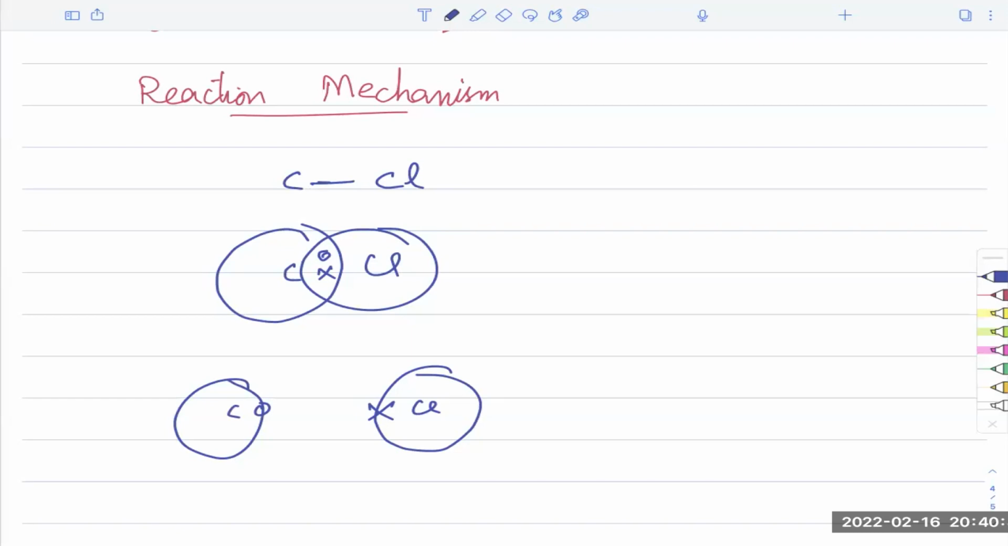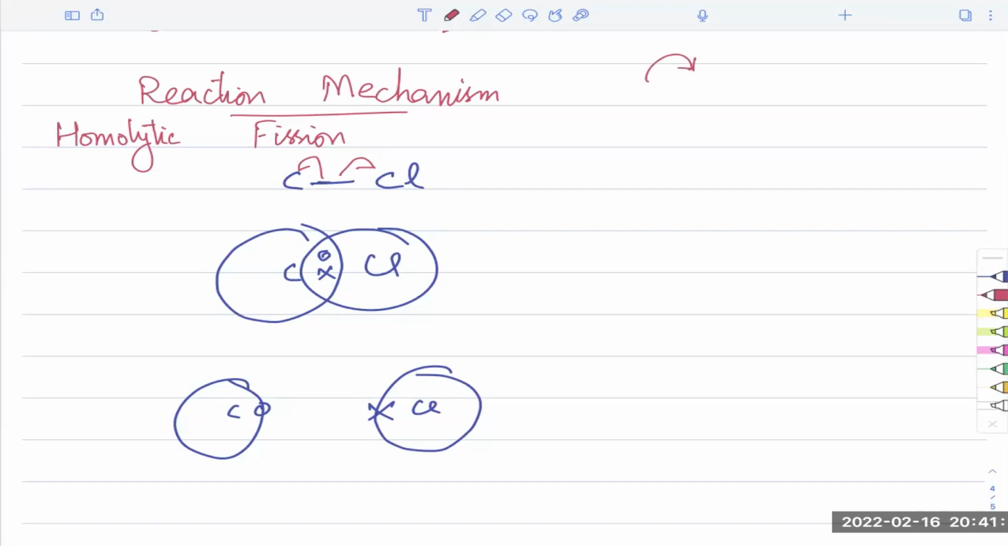This bond breaking is called fission. And because both of them are getting the same equal number of electrons, in one bond there's 1 pair of electrons, we call it homolytic fission. Homolytic fission. All right. And what happens? Each of them gets 1 electron. So we show it as a half arrow. So this gets 1 electron, this gets 1 electron. Okay, so this is basically supposed to be a half arrow.